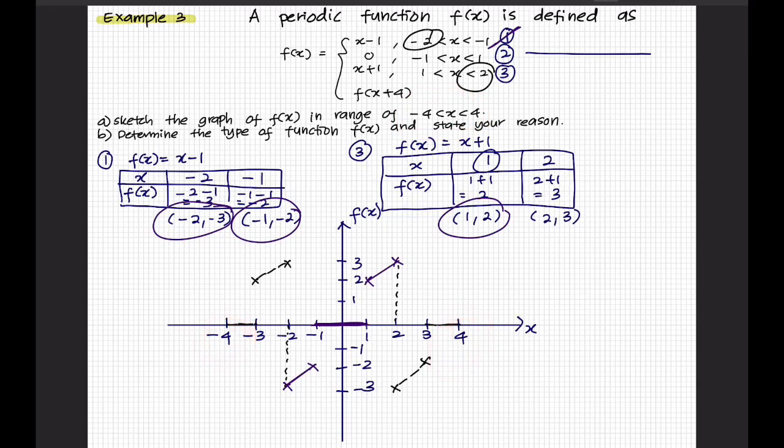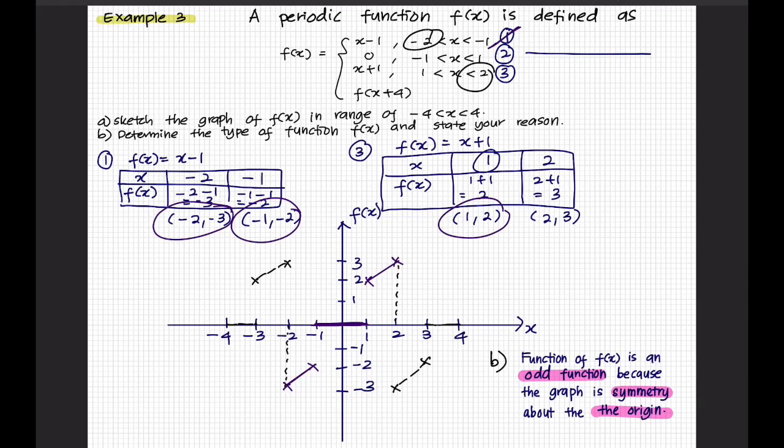For question B, determine the type of function. You can see that this function is odd. Look at the values for f(x). Here f(x) is negative 2, so the reflection is 2. Here f(x) is 3, and here the reflection is 3. Okay, that's all for today's lesson. Good luck, guys.